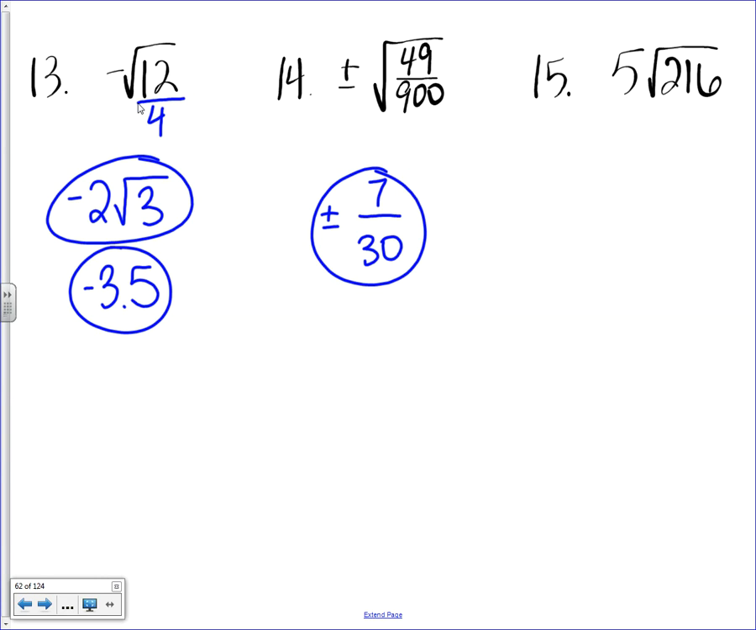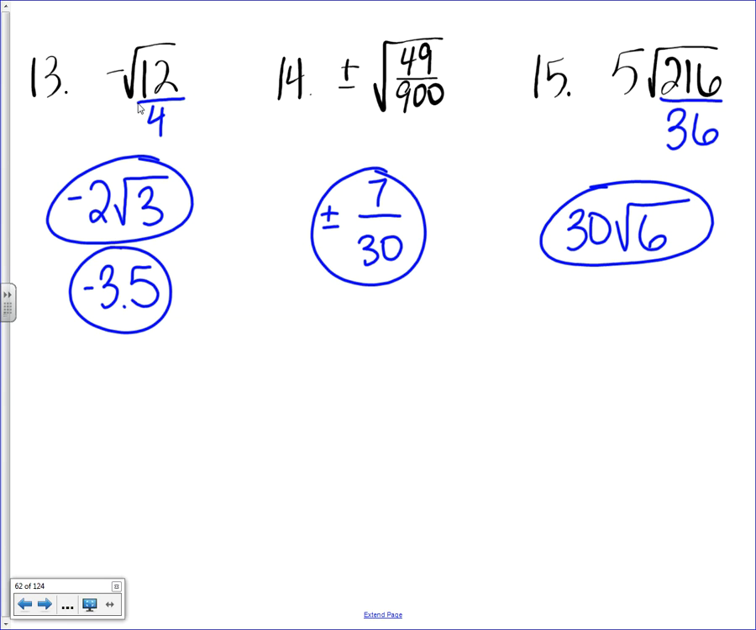Okay? Last one here. 216. Is that a perfect square? Don't think so. What can I divide out of 216 that is a perfect square? 36. Perfect. What does 36 come out as? A 6, but there's already a 5 out there, so multiply it and you get 30. What did you get when you divided 216 by 36? 6. Is there anything else that can be divided into that 6? Not that's a perfect square, right? Okay, so that's it for our exact answer. Can you give me the decimal approximation?